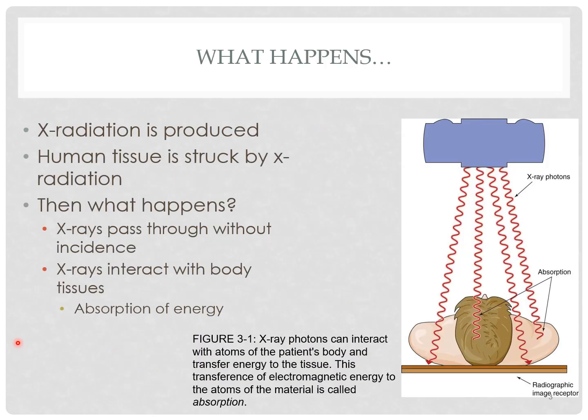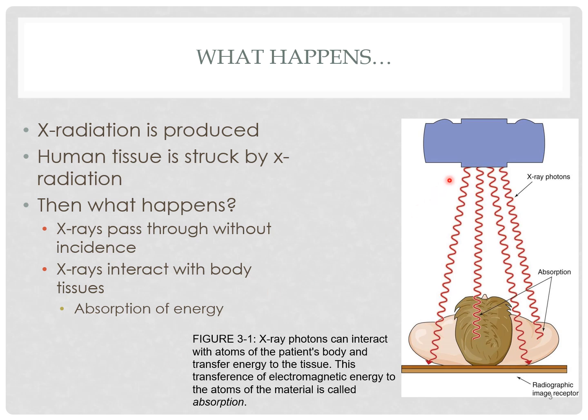So what happens? X radiation is produced, and human tissue is struck by X radiation. Then what happens? X-rays pass through without incident, or X-rays interact with body tissues, resulting in absorption of energy. X-ray photons can interact with atoms of the patient's body and transfer energy to the tissue. This transference of electromagnetic energy to the atoms of the material is called absorption.